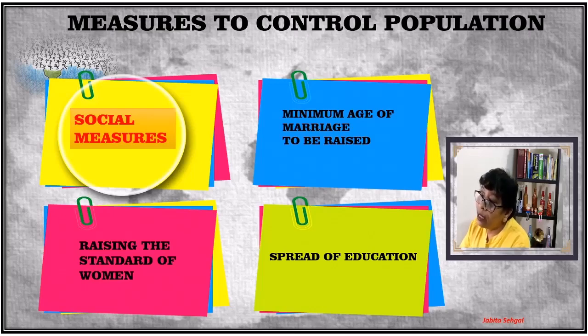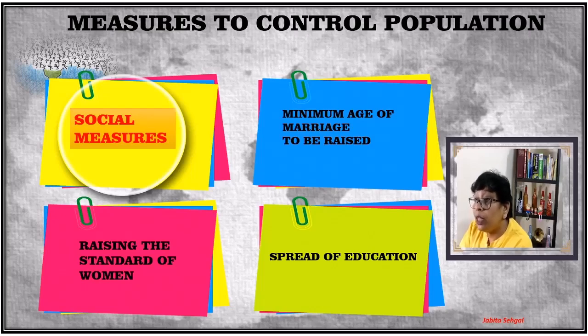We can divide it in three categories. First, social measures. Well, the first social measure is minimum age of marriage should be raised and firmly implemented also. The second, raising the status of women. Women are facing discrimination in many areas, and they are confined to four walls of houses, and they are still confined to rearing and bearing of children.